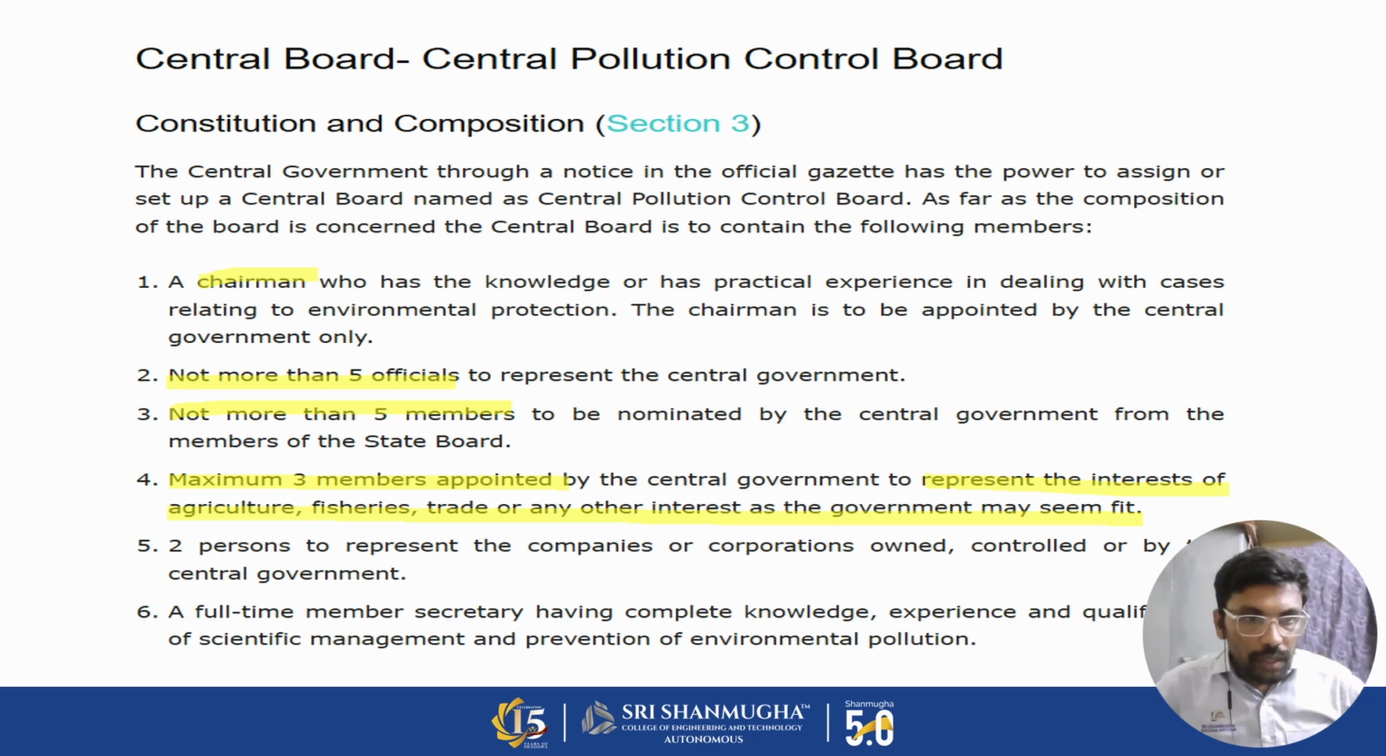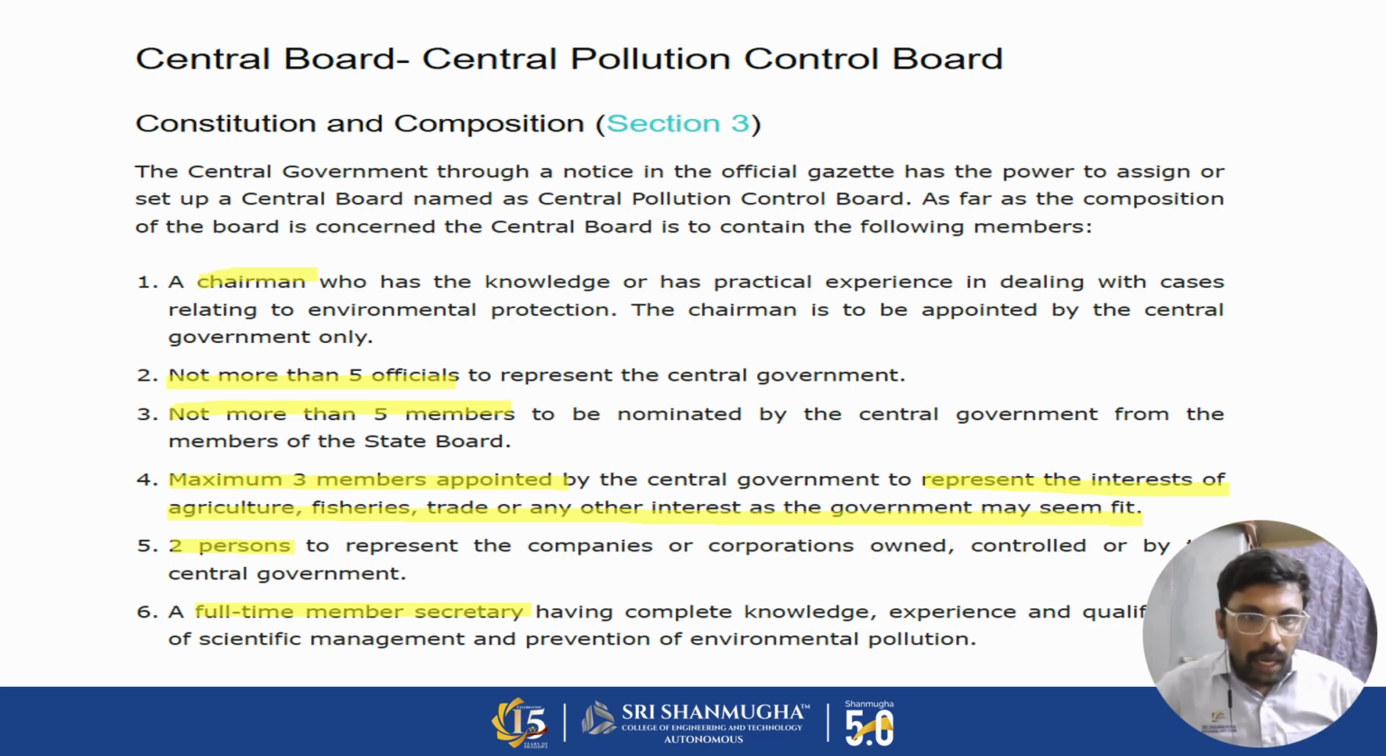Okay. After this, 2 persons to represent the companies or corporations owned or controlled by the central government. Only 2 persons are allowed in the Central Pollution Board. After that, a full-time member secretary having complete knowledge and experience and the qualification of scientific management and prevention of environmental pollution. So these are the composition of CPCB.